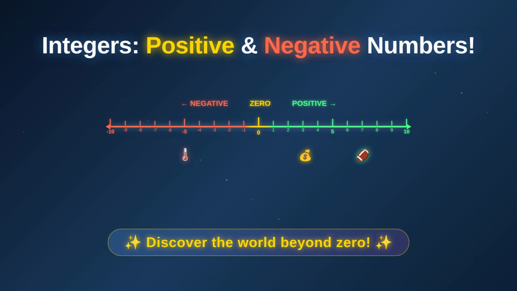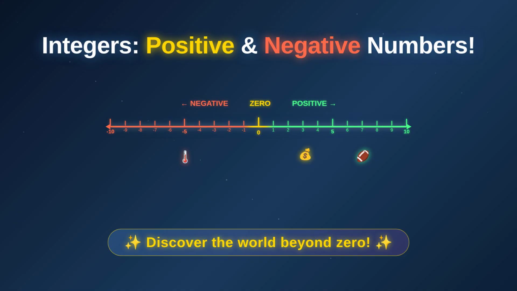Have you ever checked the weather and seen temperatures below zero? Or watched a football game where a team loses yards? That's negative numbers in the real world. Today we're going to explore positive numbers, negative numbers, and the amazing number line that brings them all together. By the end of this video, you'll be an integer expert.